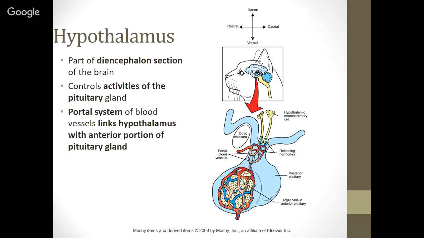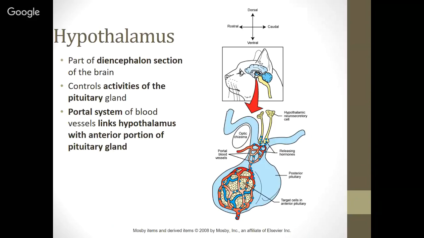It's part of the diencephalon section of the brain, so it's within the center between the two cerebral halves, and it controls the activities of the pituitary gland. So it's the control center for that pituitary gland. There is a portal system of blood that links the hypothalamus with the anterior portion of the pituitary gland.